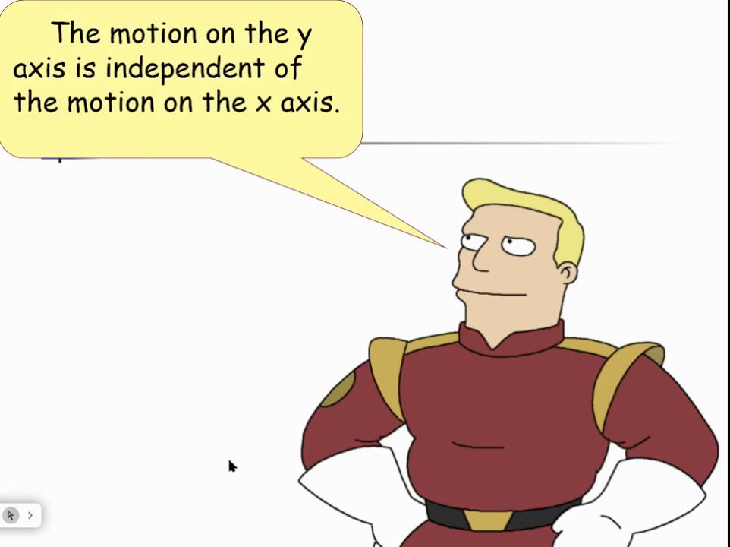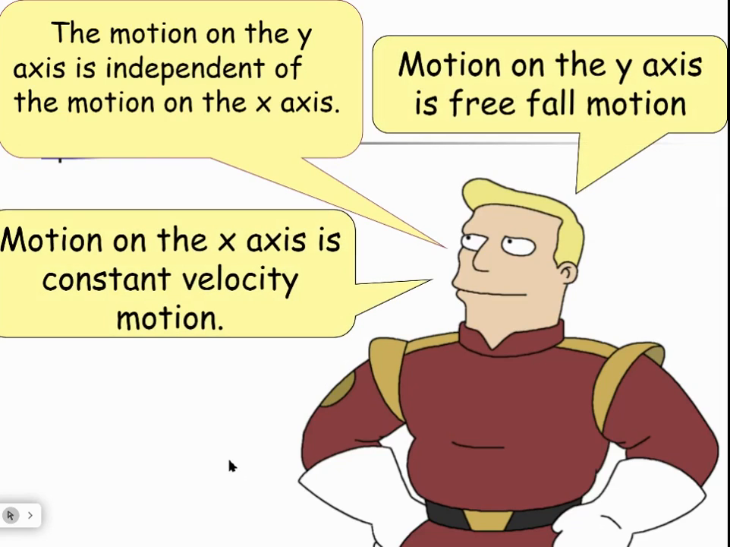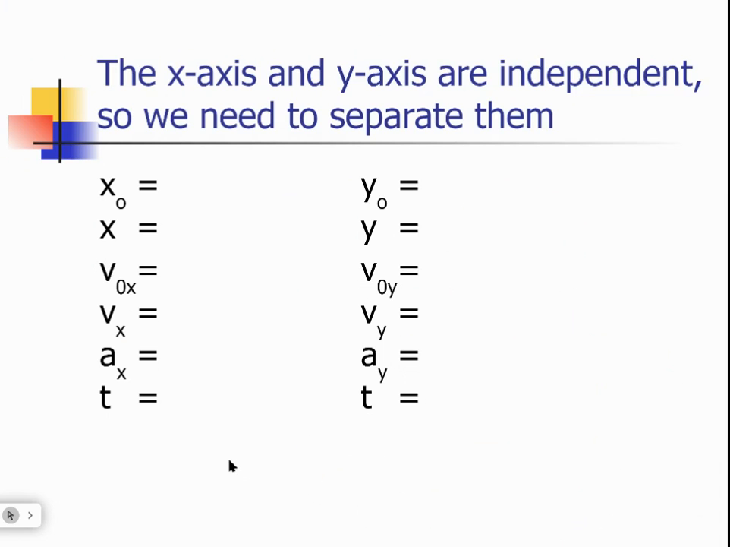So the motion on the y-axis is independent of the motion on the x-axis, meaning that it doesn't matter what's happening push or pull wise in the y direction, the x-axis is going to be independent of that. And in the y-axis, we have free fall motion, and in the x-axis, we have a constant velocity. And we're going to have a constant velocity in the x direction because there is nothing pushing or pulling on it in the x direction.